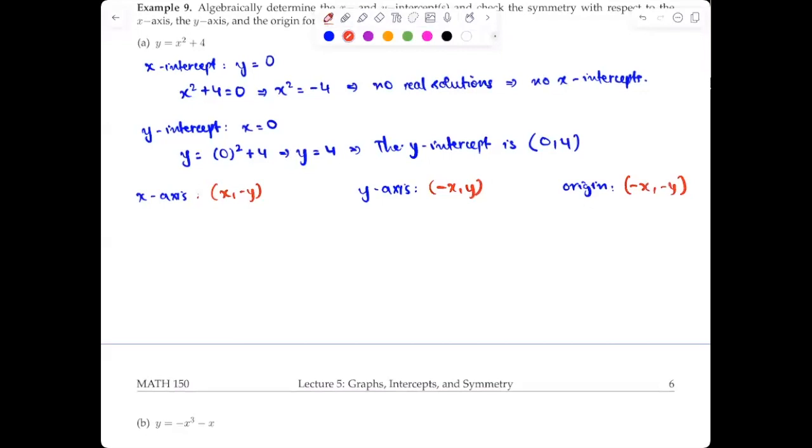So you substitute x, right? So x is equal to x, but y in this case is now replaced by -y. Okay, so you have -y equal to x squared plus 4. And let's try to set y by itself, or solve for y by itself. So I'm going to multiply both sides by -1. And I get y equal to negative of x squared plus 4. And you see that clearly this is not the same as the original equation. So therefore, there's no symmetry with respect to the x-axis. Okay. So you conclude that there's none here.